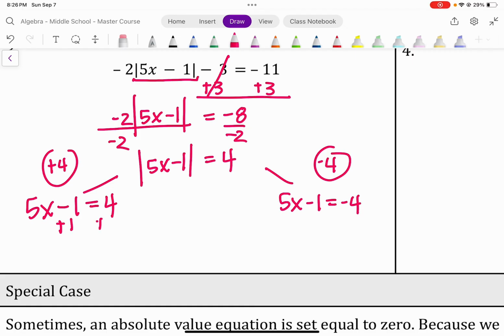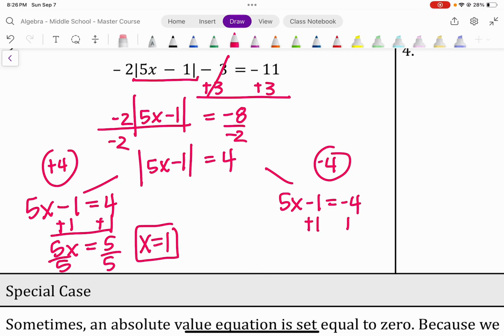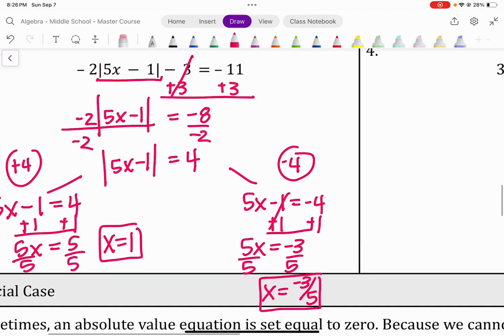So I'll add 1. 5x equals 5. So x equals 1. And I'll add 1. 5x equals negative 3. And when we divide both sides by 5, x equals negative 3/5. Okay.